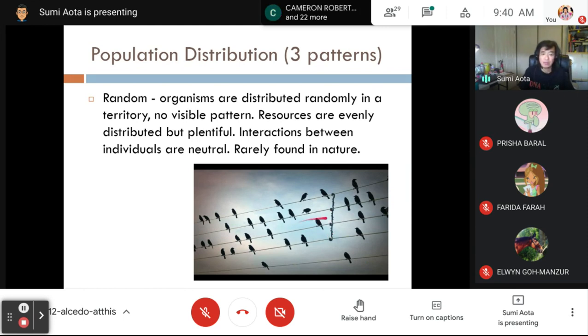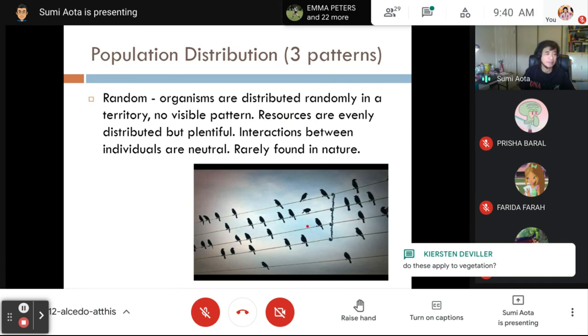So they've got lots of resources. So they just land wherever. And in fact, some of the birds land facing the other way. This is a random distribution pattern, okay? But yeah, incredibly rare in nature. This is the only example I could think of. I don't know of any other.